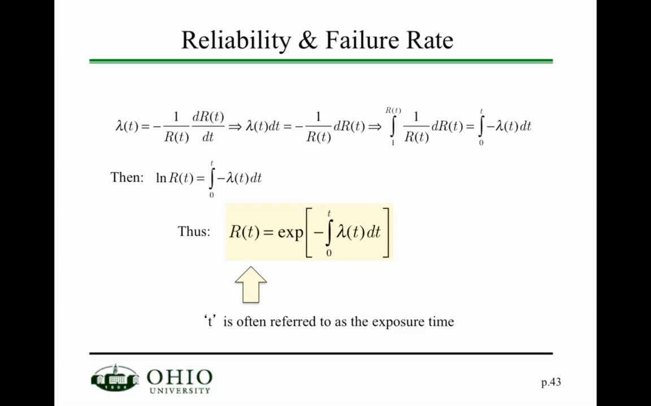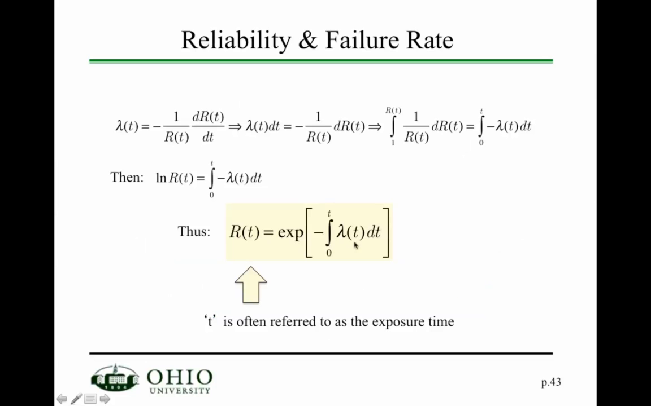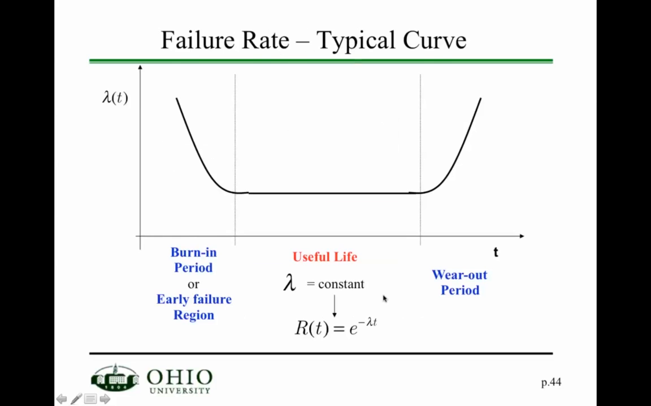Now, for a lot of cases, the failure rate is assumed to be constant. If it's assumed to be constant, this integral from 0 to t of lambda as a function of t dt becomes just the constant lambda. So then this integral becomes minus lambda t. It means that during this portion, or useful life, where we assume a constant failure rate, reliability is given by a negative exponential, e to the minus lambda t.